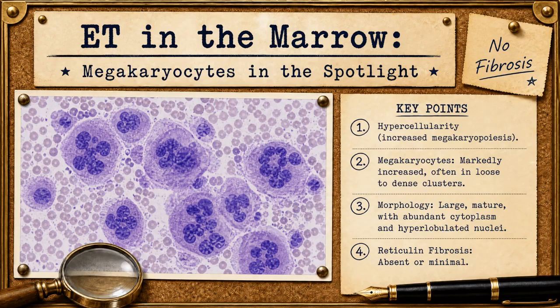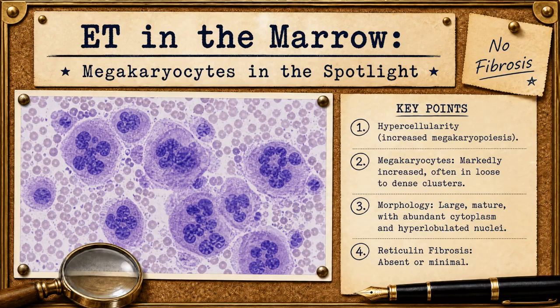One crucial feature to note, especially when differentiating ET from primary myelofibrosis, is the presence or absence of reticulin fibrosis. In ET, fibrosis is typically absent or minimal. If you see significant fibrosis, it should make you reconsider the diagnosis and think about PMF or a post-ET myelofibrotic transformation. So, your careful assessment of the reticulin stain is vital here.